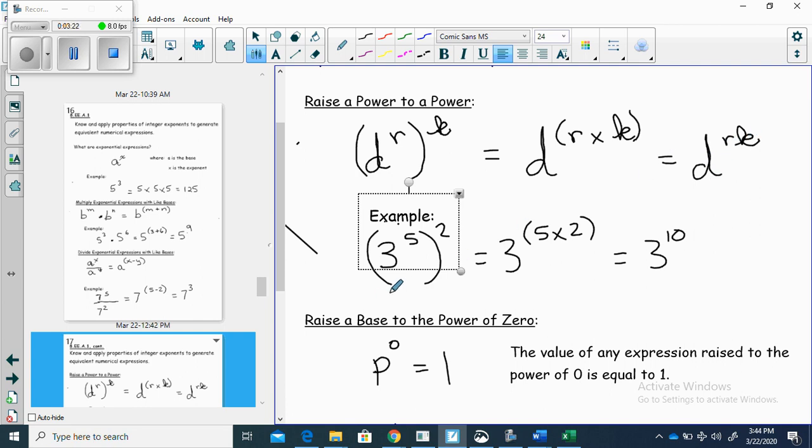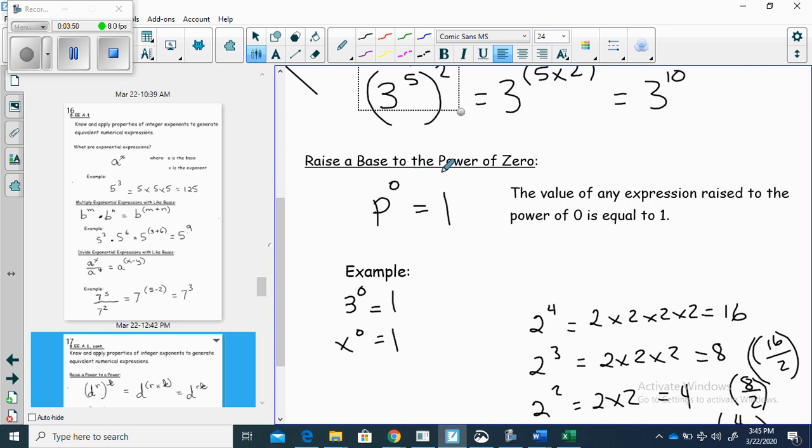An example would be like this. 3 to the 5th power, and all of this raised to the 2nd power. If I've got that, that gives me 3 to the 5 times 2 power, or 3 to the 10th power. Notice we don't do anything with this here. We simply deal with multiplying the exponents.